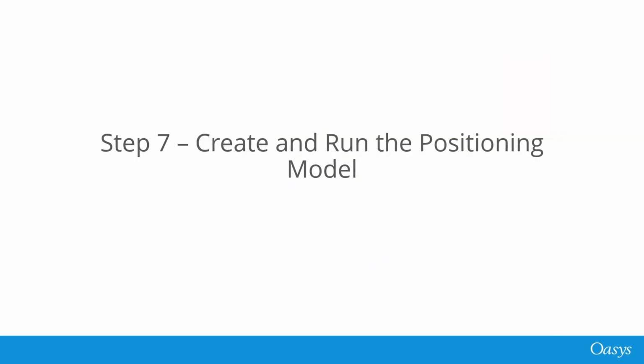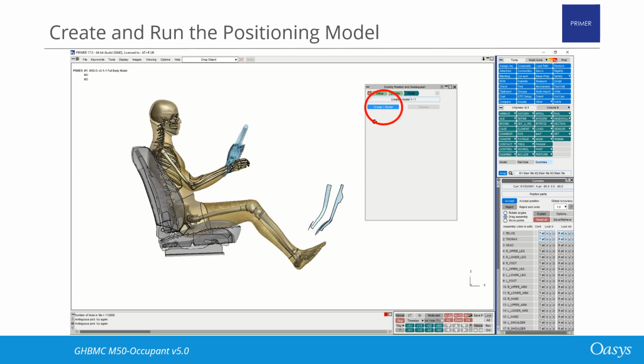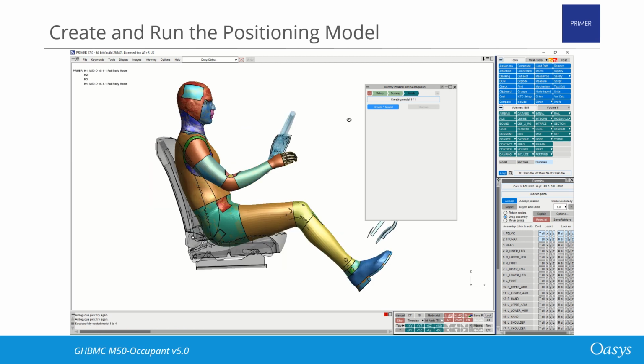Now we have specified all the required information, we want to create the model. So when we click Next here, we can create the positioning analysis model. So we click Next and then we click on Create Model. So what Primer is doing now is creating all the cables required to pull the dummy into the target positions with the correct properties to match the timings and settings specified in the previous steps. It is also creating all the required control cards for the analysis, and this includes all the cards required to produce the DYNA-IN files at the times specified.